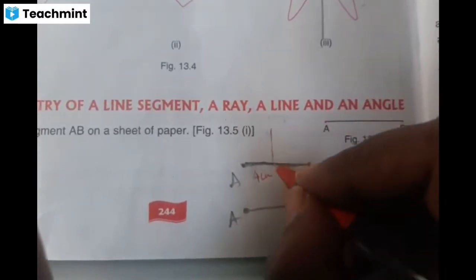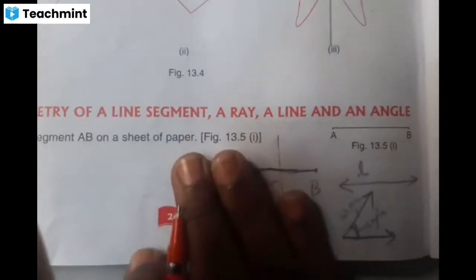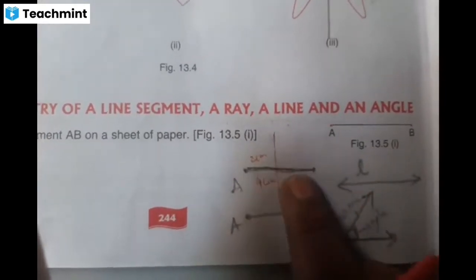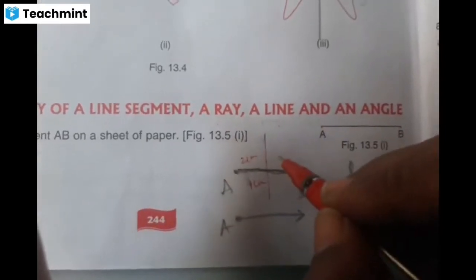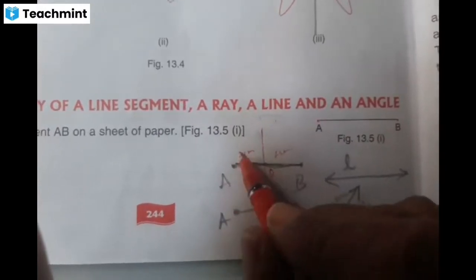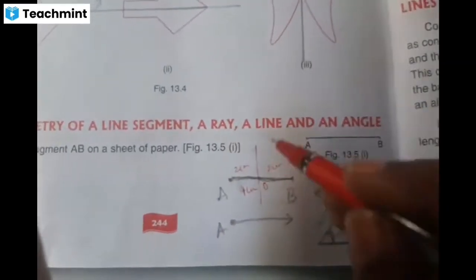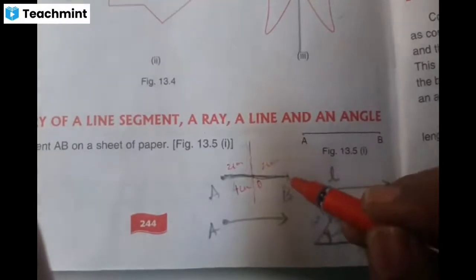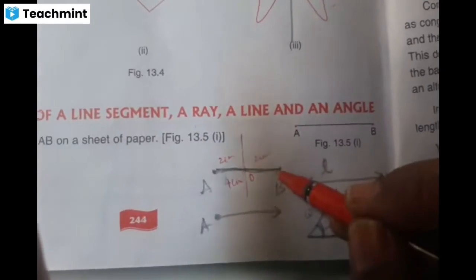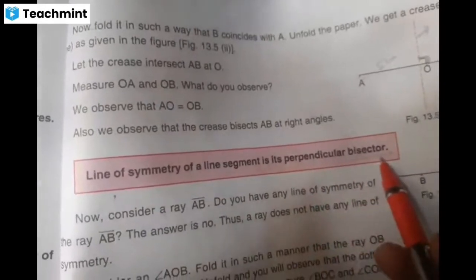When I draw a line exactly in the middle, or if I fold the second part onto the A part, we are dividing this line segment into two equal halves. This will be 2 centimeter, and if I take this point as O, then OA is 2 centimeter, OB is also 2 centimeter. So what do we observe here? When the line of symmetry is drawn to a line segment, it divides the line segment into two equal halves. So we call the line of symmetry of a line segment its perpendicular bisector.